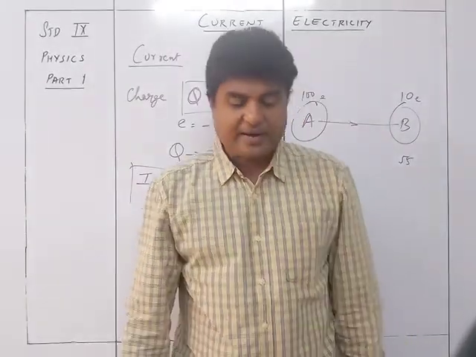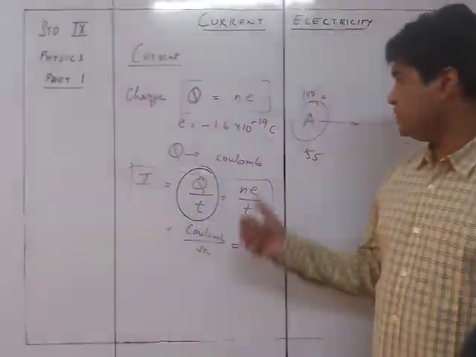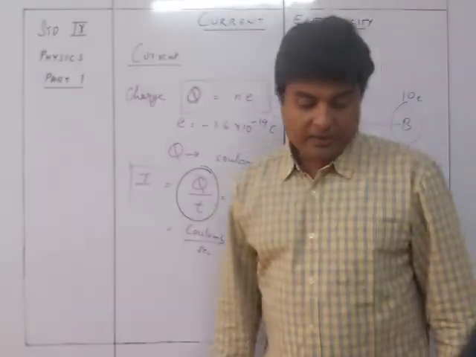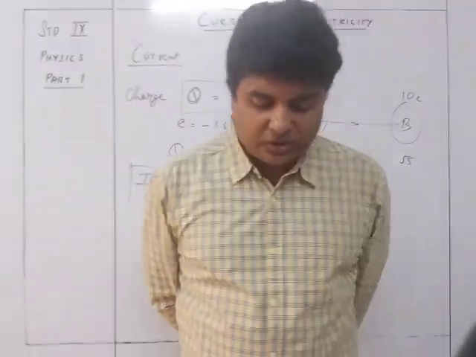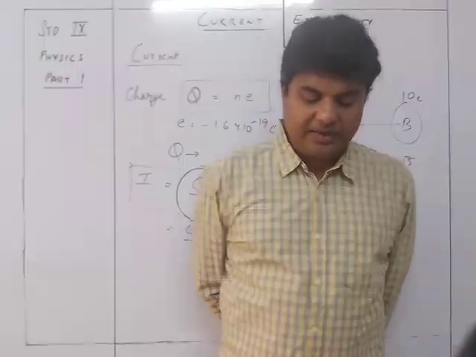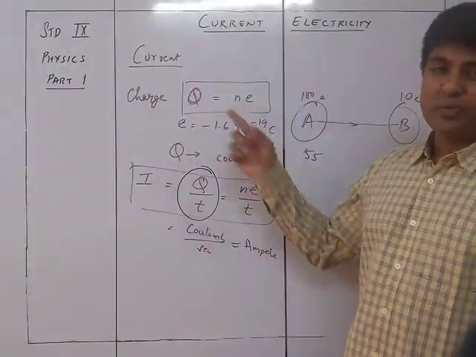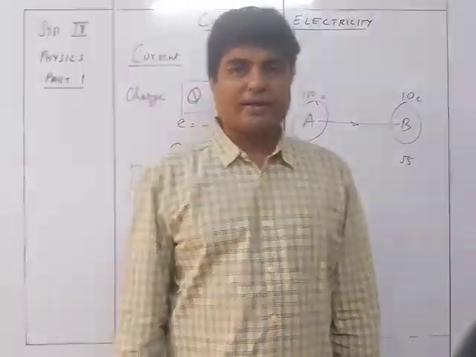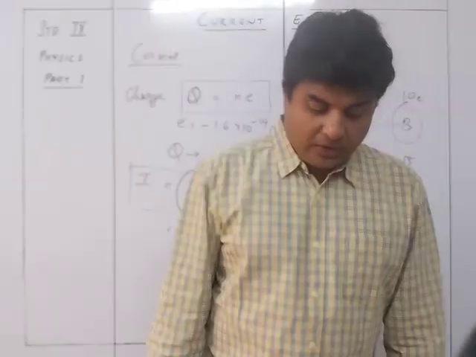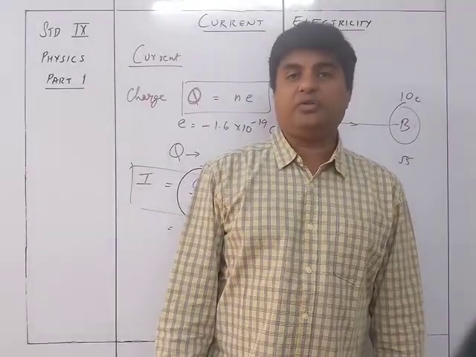An electron carries a negative charge equal to minus e, where e is 1.6 into 10 raised to minus 19 coulomb, the electronic charge. If n electrons pass through the cross section of the conductor in time t, then the total charge passed Q is equal to n into e. The total charge which is passing through a particular conductor is n into e. And the current in the conductor is I equals Q upon t equals ne upon t.